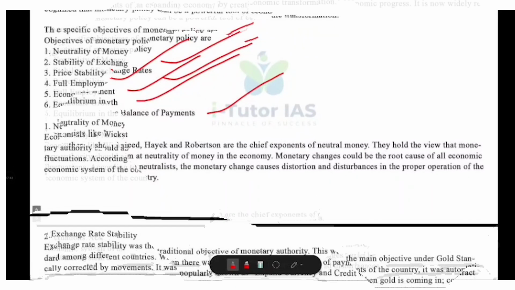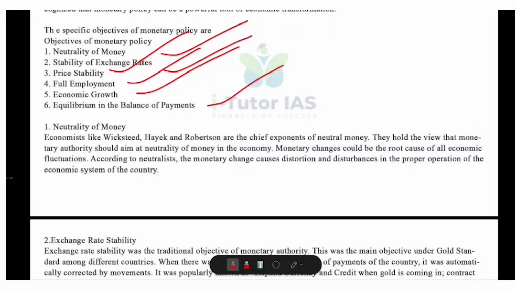Neutrality of money. Economists like Wicksteed, Hayek and Robert Stent supported the idea of neutral money. So what does this mean? Neutrality of money means money should not influence the real economic activities like production or employment. In other words, money should act only as a medium of exchange, not as a factor that creates booms or depression in the economy. Neutralists believe that changes in money supply often lead to economic instability.